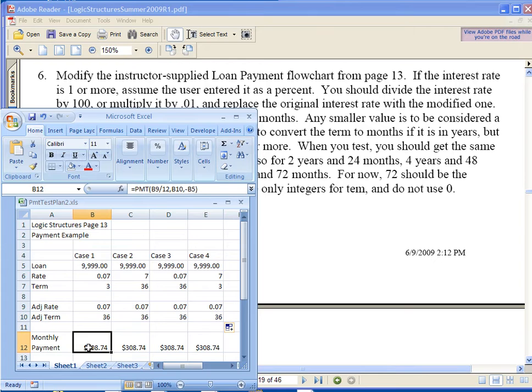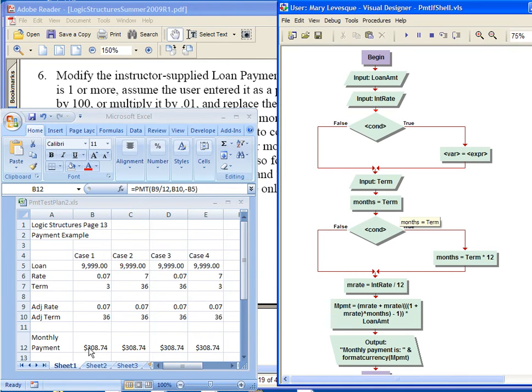We can see then my payment function is a little bit different this time. I still divide the interest rate by 12, but I use months already converted instead of years times 12 as we did before. Taking a look at the flowchart. Here's the shell. There is one difference right here. In order to do the teacher thing and make it so that you only had single alternative ifs, I needed to convert term into months, and that's where I put it.